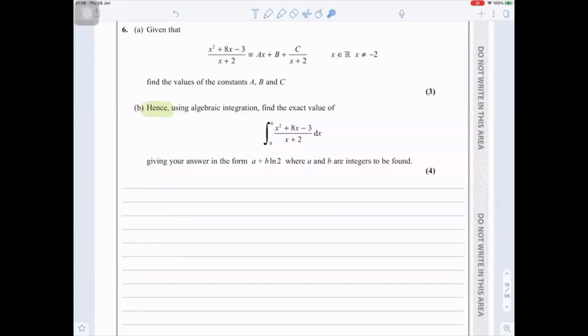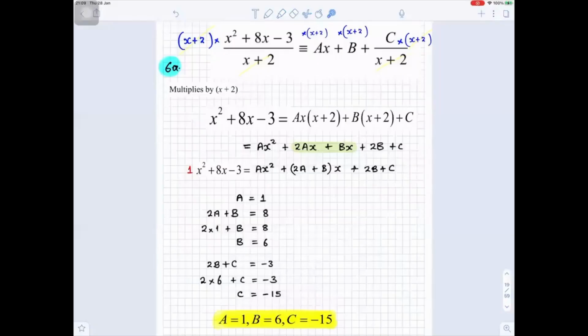Question 6. Given that (x^2 + 8x - 3)/(x + 2) is equal to ax + b + c/(x + 2), find the values of the constants a, b, and c. So for question number 6a, we want to get rid of the x plus 2 in the denominator. So we multiply each term by x plus 2. The first x plus 2 will cancel in the first fraction. The next one will be ax times x plus 2, and then the next one b times x plus 2, and it will cancel in the last fraction. So you end up with this equation.